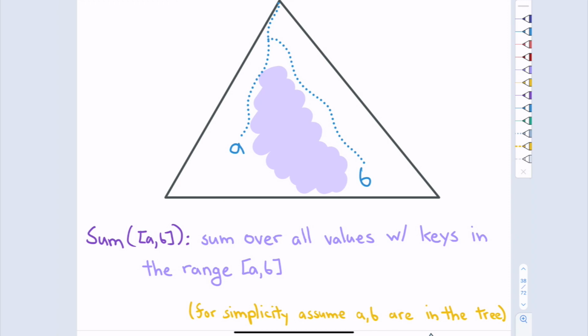So we'll assume that the keys are in the tree, and they carve out some kind of path in our search tree, in our splay tree. And we want to quickly sum up all the values with the keys in the range A B.